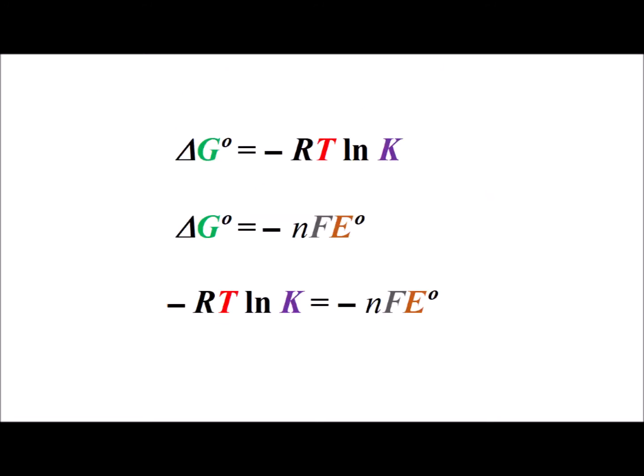In thermodynamics, we have two very important equations involving the standard Gibbs free energy, delta G naught. One is equal to RT natural log of K, and in terms of electrochemistry, it's equal to minus NF times the standard reduction potential, E naught. We set these two expressions equal to each other to get the third equation on the screen.